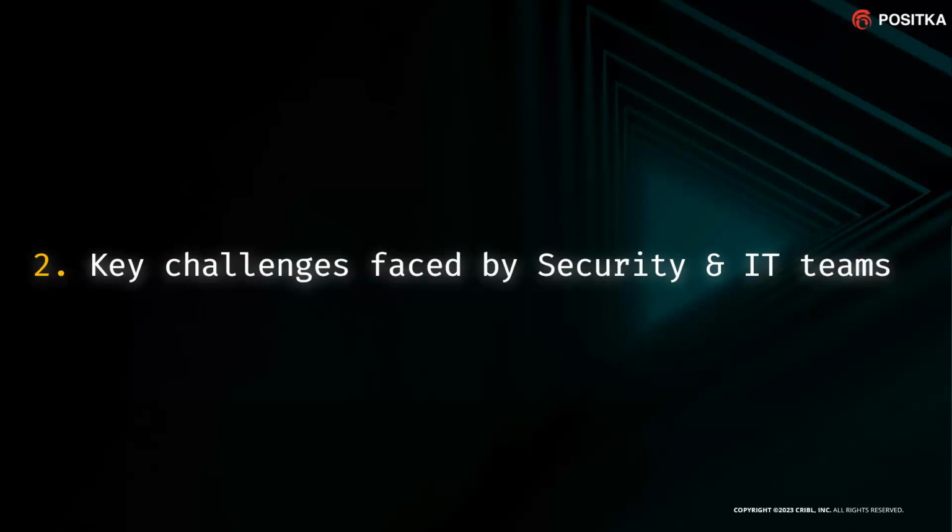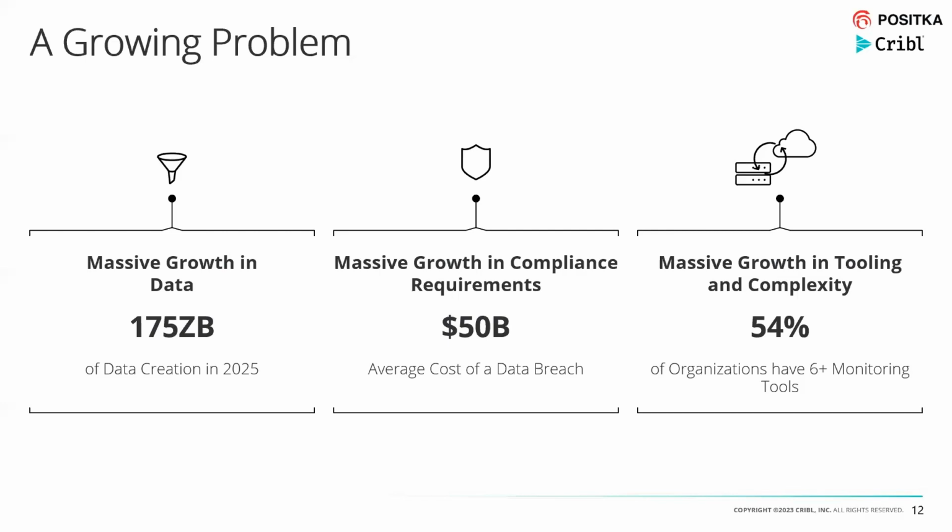Okay. So moving on, I explained what these observability data are, what the various sources of these observability data are, and where these data end up and for which purposes. So what are some of the key challenges that security and IT teams face when it comes to observability data and data in general? The growing problem right now is that data usage in enterprises has been growing massively over the past few years, and it's expected to grow by quite a lot more by 2025, with massive growth in data of about 175 zettabytes in total.